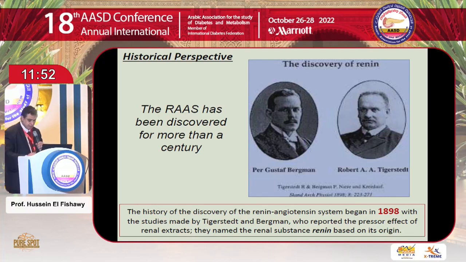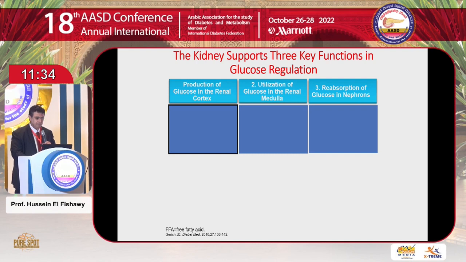is the RAAS in the story of diabetic kidney disease. As we know, the RAAS was discovered about one century ago by Professor Tigerstedt and Bergman, and they described a substance known as renin, because it is produced by the kidneys and has a pressor effect on the vessels. What is the role of the kidney?